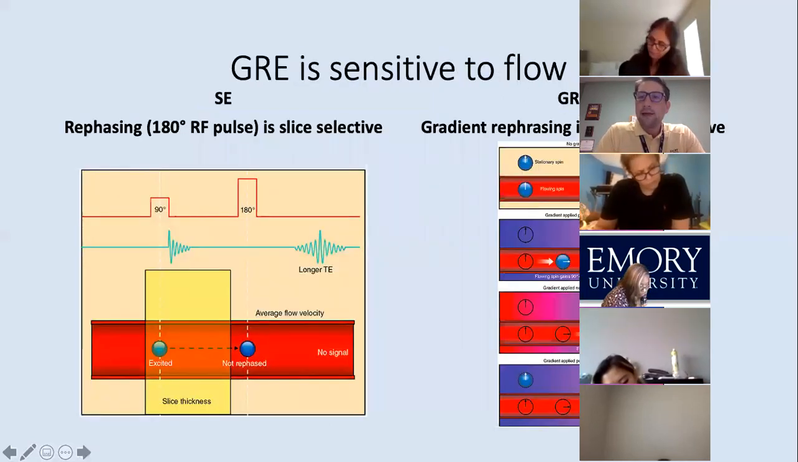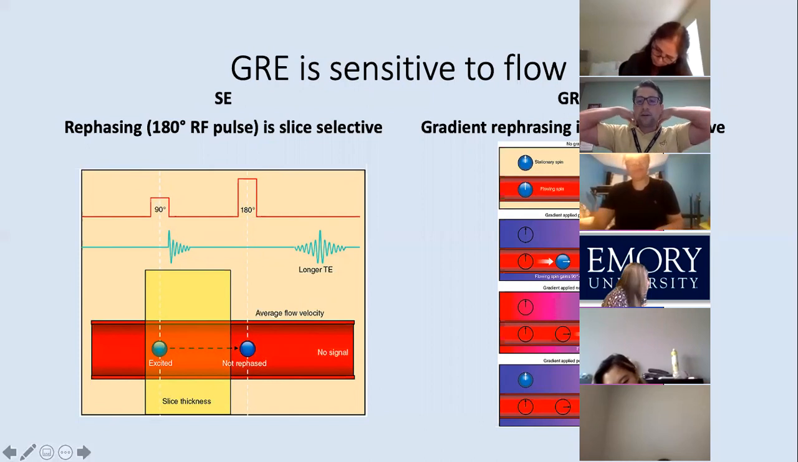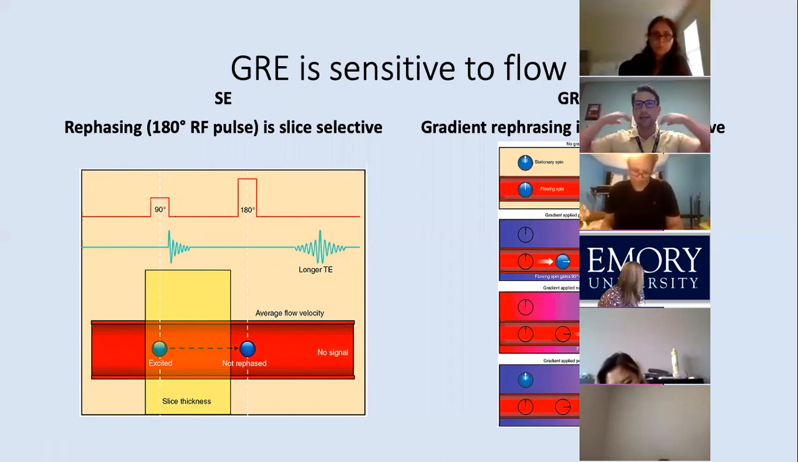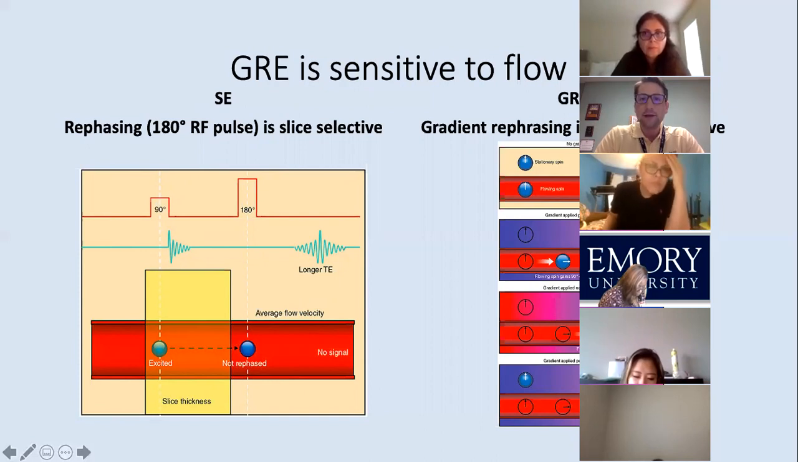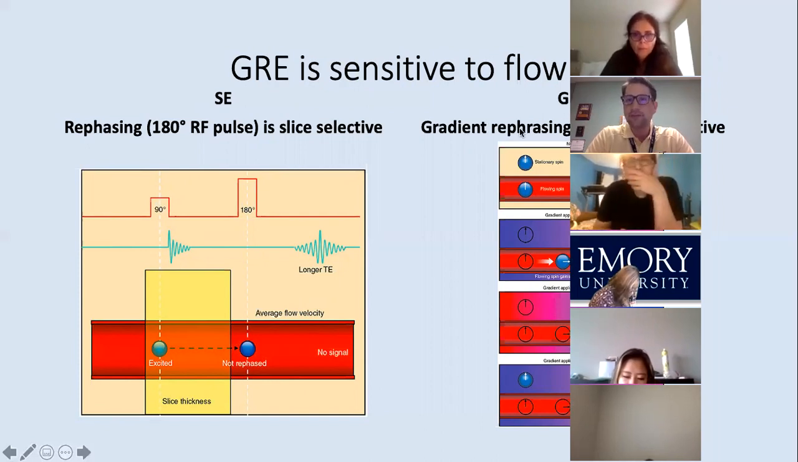Okay, so I said that gradient echoes are very sensitive to flow. So that's why they're typically used in MRA or angiography pulse sequences. And the reason for that is because our gradient rephasing is not slice selective. And what we mean by that is, let's compare it to our spin echo.